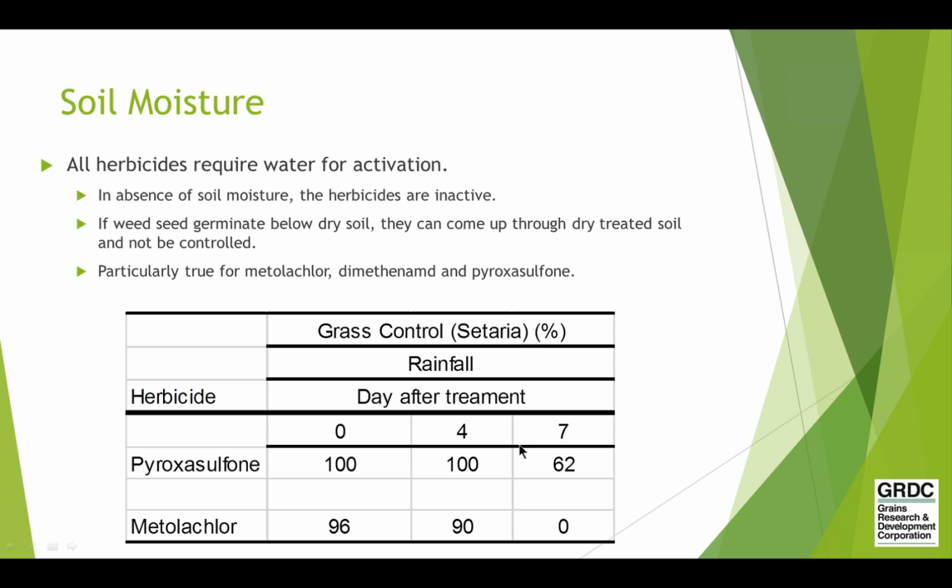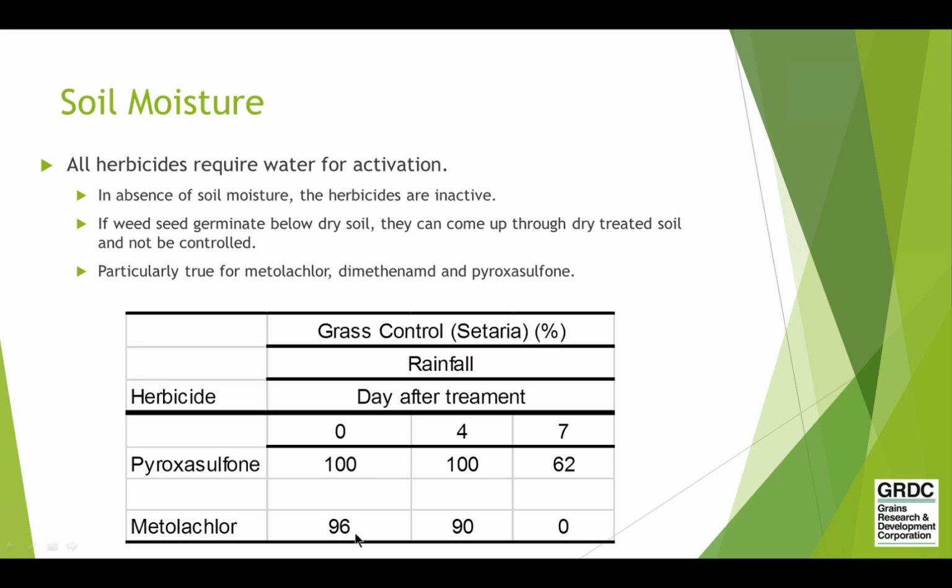This table that you see at the bottom is a study that was done in the greenhouse, looking at grass control of pyroxasulfone versus metolachlor, and the effect of rainfall in days after treatment. In this particular study, we set it up so that we had moist soil at the bottom of the pot, planted the seeds, and then covered it with dry soil. Then we applied simulated rainfall at either 0, 4, or 7 days after treatment.